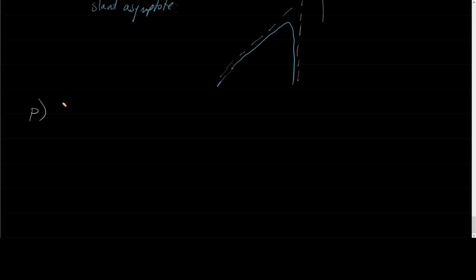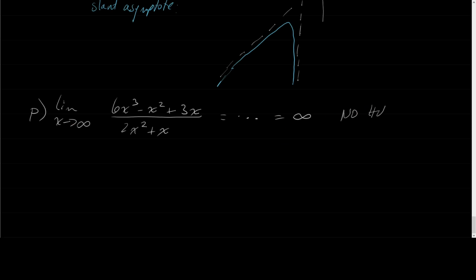So let's say that I have the limit as x goes to infinity of 6x cubed minus x squared plus 3x over 2x squared plus x. Here again we know how to find this limit. Overall, it's actually infinity. Why do I know that? The degree on top is bigger than the degree on bottom, and x is going to positive infinity, so overall it's going to infinity, so there's no horizontal asymptote.